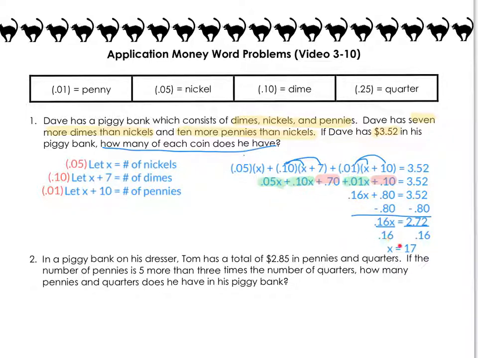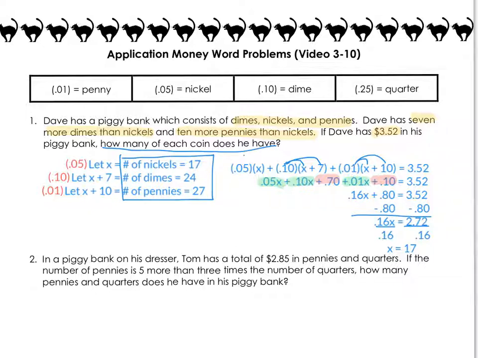So I can put 17 in for the number of nickels, but that's not the final answer because it said how many of each coin does he have? Well, that's only the number of nickels. To find the number of dimes, we need to add 7. So 17 plus 7 gives me 24. And lastly, the x plus 10. So 17 plus 10 gives me my final answer of 27 pennies. So now these are all my answers, the number of nickels, dimes, and pennies.